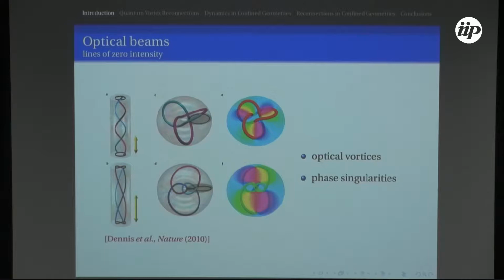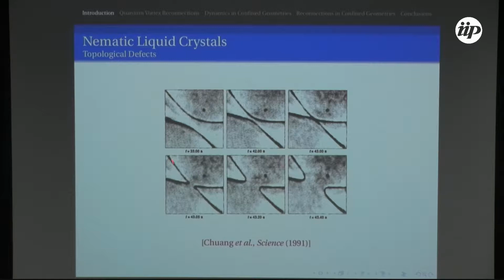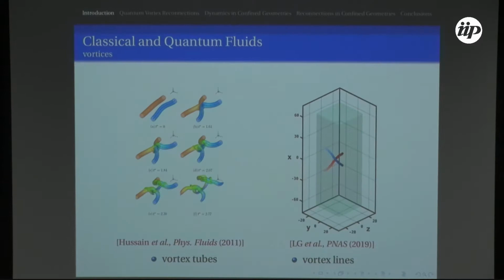Then this is a famous paper from 1991 where a reconnection happens in nematic liquid crystals. And then, of course, there is reconnection in fluids. In classical fluids, these elongated structures are vortex tubes, because vorticity is a continuous field. While, as we shall see, in quantum fluids there is reconnection of real proper vortex lines, as has been introduced in the past lectures.